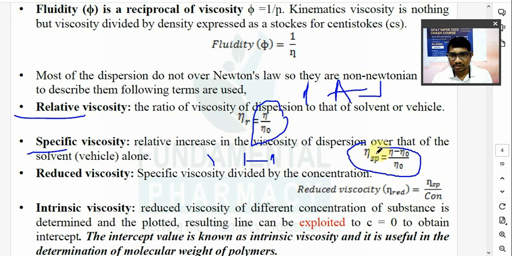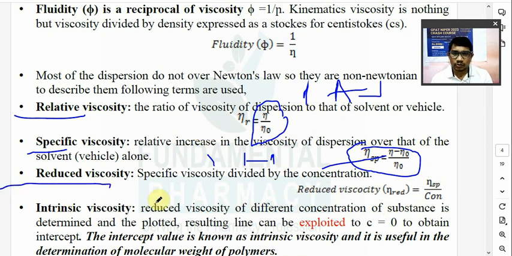1 minus relative viscosity is nothing but the specific viscosity. So specific viscosity is nothing but the viscosity of dispersion over that of the solvent alone. So eta minus eta 0 divided by eta 0, that is the specific viscosity. Questions come on this: what is relative viscosity, what is specific viscosity, now what is the reduced viscosity.